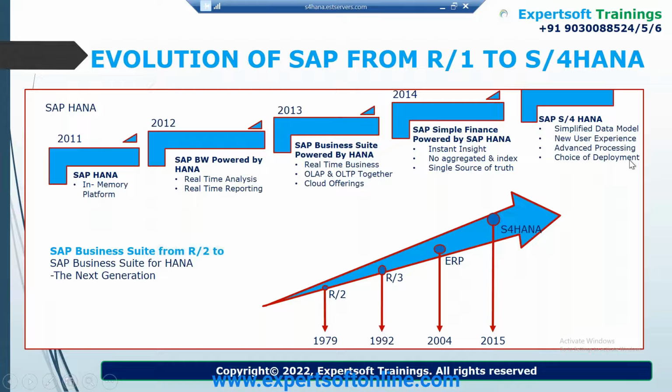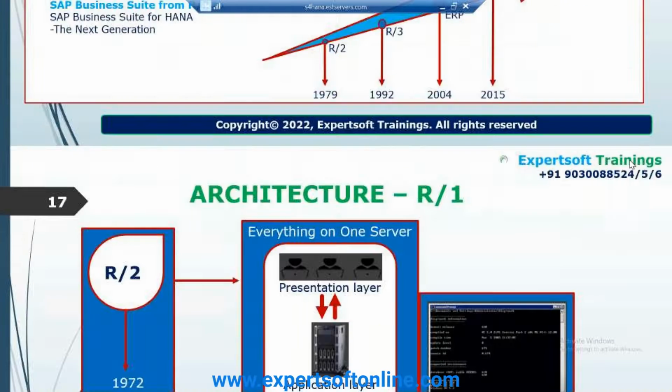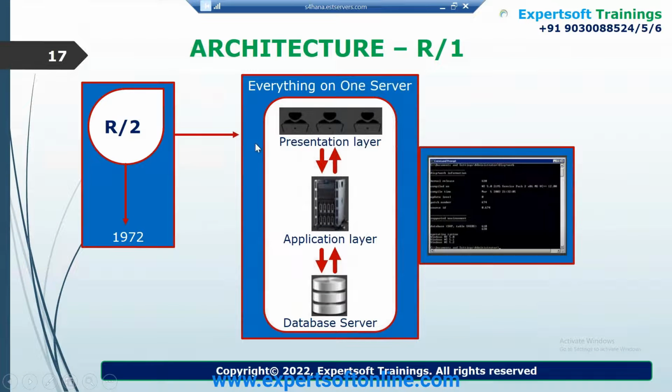So these are the options which S4HANA brought into picture. Now, guys, this slide is a little incorrect. So it's R1. I am just explaining you the architecture. When it was launched in R1, it was having all the things at one place: database, application, presentation.